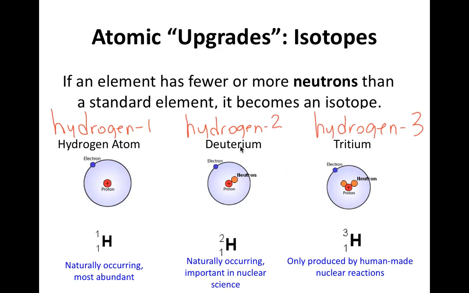Now if we add one neutron, so now it has 2 nucleons, it's hydrogen 2. This is naturally occurring and important in nuclear science. In fact, it's so important in nuclear science, it's given a nickname, deuterium. And this could even be the hydrogen that is in the H2O. So that's called deuterated water. And then we can add another neutron, and this is only human-made, and it's useful in nuclear reactions. This is hydrogen 3. It's also so important in nuclear reactions that we gave it a nickname, tritium.